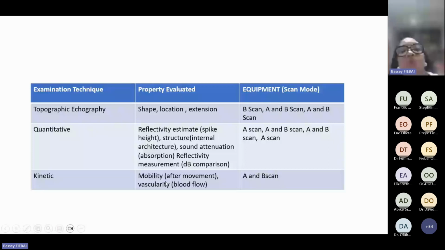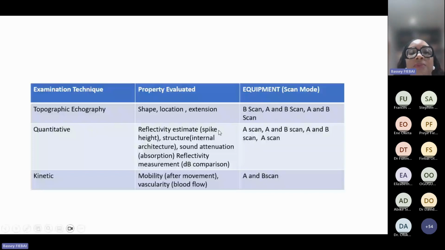So you use different examination techniques to get the type of information that you want. First, to get information on the topography of a lesion, that's to evaluate the shape, where it's located, the extension, either the lateral or anterior posterior extension, you have to employ both your A and your B scan to be able to achieve that.